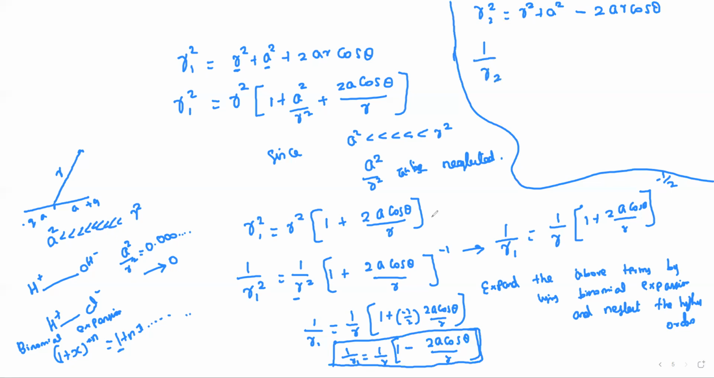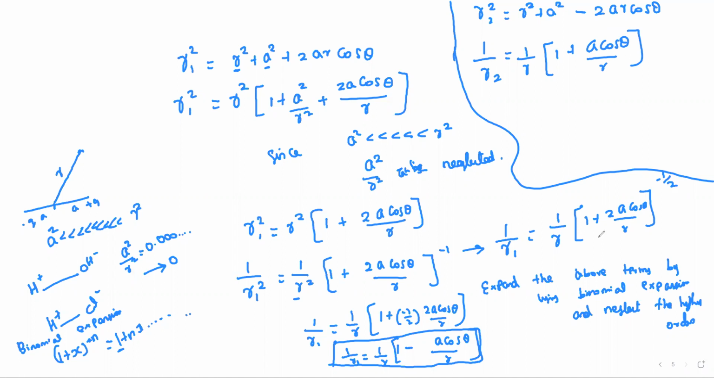So we can directly write the final formula from here. 1 by R2 is equal to 1 by R, the same thing. Here 1 minus was there, right? So here 1 plus should be there, 1 plus 2A cos theta. This 2 is getting cancelled, so it is 1 plus A cos theta by R.